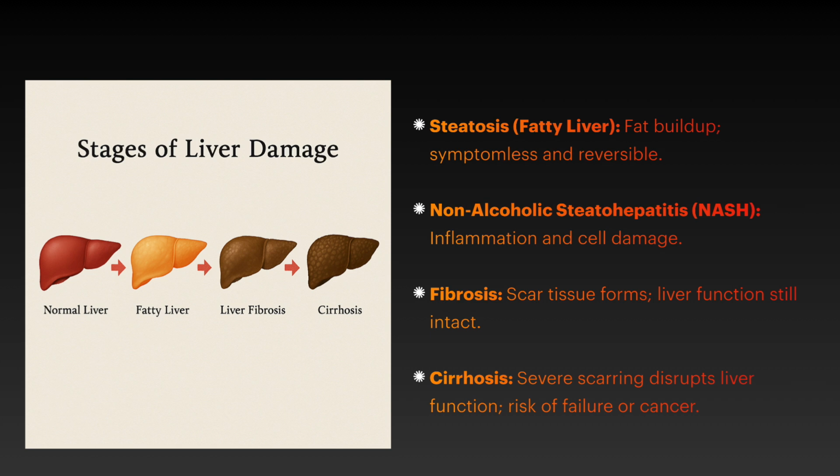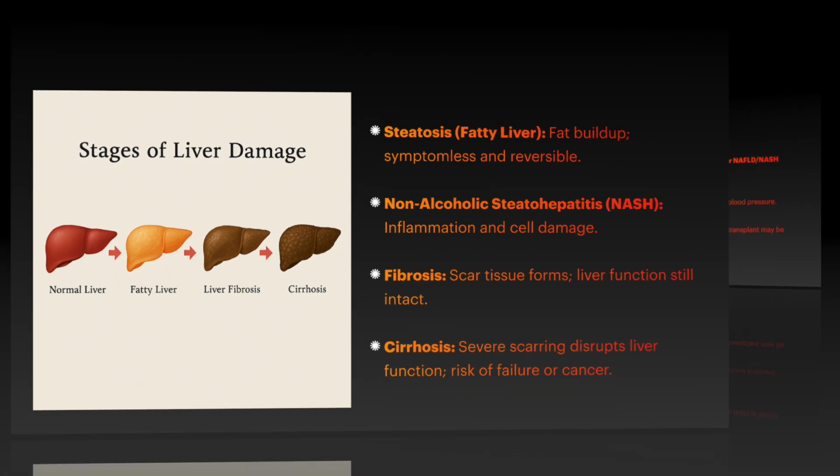Fibrosis. Persistent inflammation causes scar tissue to form around the liver and its blood vessels. While the liver can still function at this stage, the damage becomes harder to reverse. Fourth is cirrhosis. This is the most severe stage where extensive scarring disrupts liver function entirely. Cirrhosis increases the risk of complications like liver failure or even liver cancer. It is important to note that not everyone with fatty liver will progress to cirrhosis. Many cases remain stable for years if managed properly.